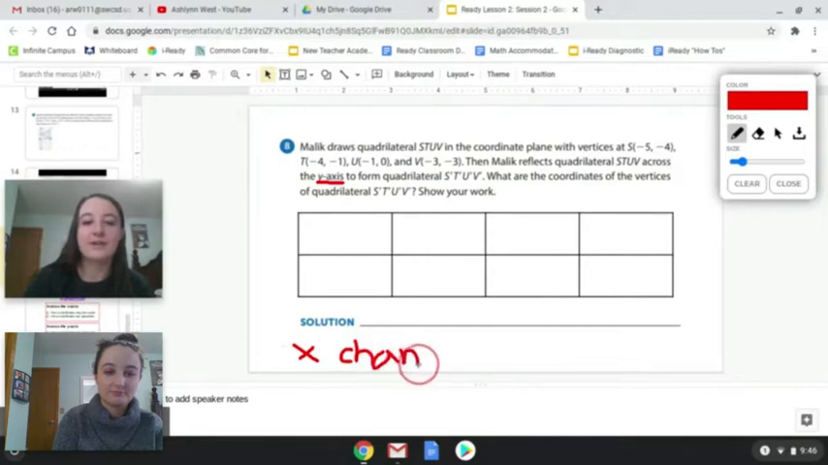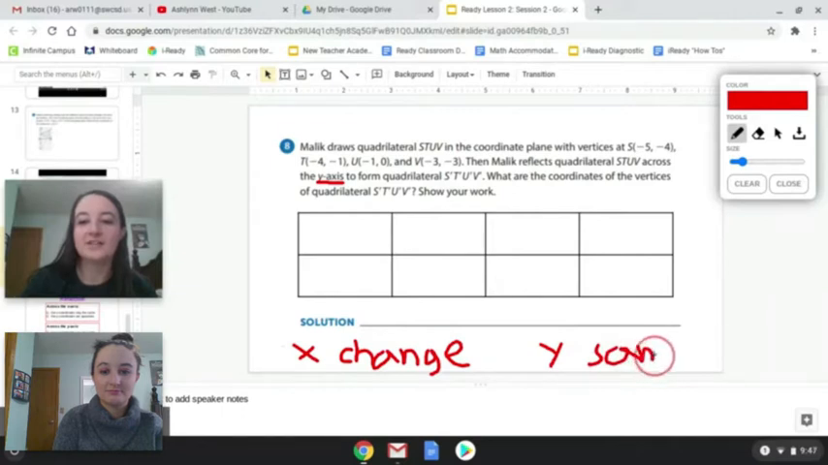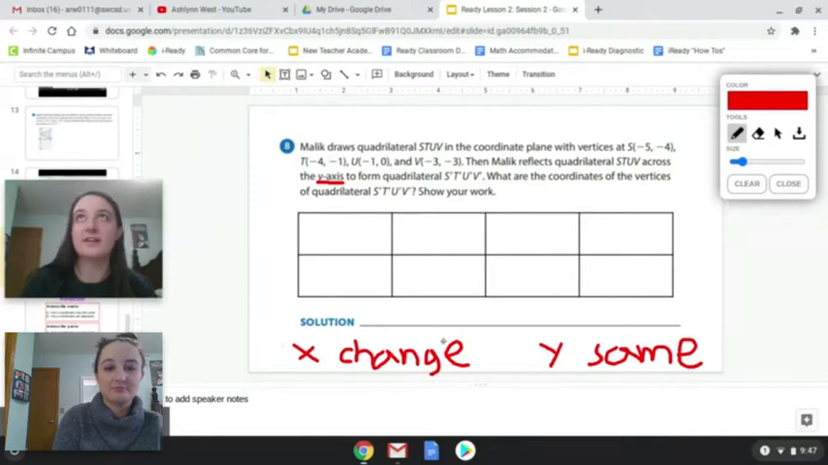So again, when you reflect over the y-axis, your x values change and your y values stay the same. Meanwhile, on the reverse, if you were to reflect over the x-axis, your x values would stay the same and your y would change. So this problem, we are reflecting over the y-axis, so our y values stay the same and our x values become their opposites.